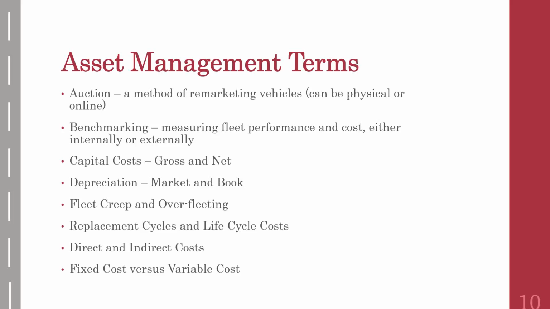Now we're going to move on from the acronyms into the asset management terms. So one way of remarketing vehicles is through an auction, and these can be either physical or online auctions. One of the most common places where we see auctions is the GSA remarketing vehicles, but in other sectors there are online auction websites such as Public Surplus or GovDeals, or I'm not advocating for any one in particular, but those are just the ones that come to mind.